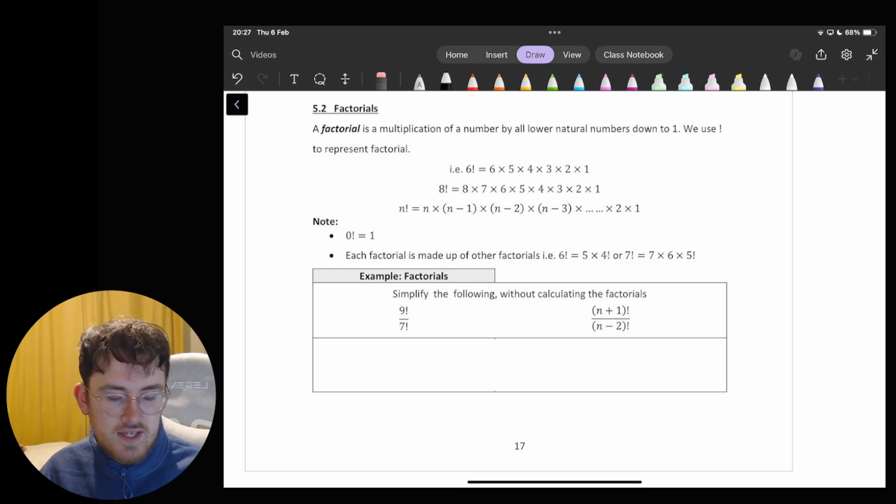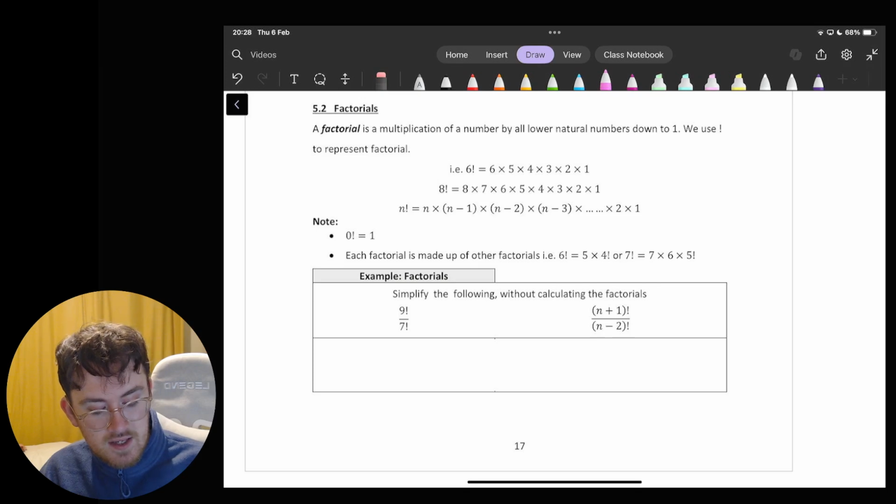And what I mean by that idea of multiplying by every number below it, I'm basically saying if you start at 6, so 6 factorial, we go 6, 5, 4, 3, 2, 1. Okay, if I start at 8, 8, 7, 6, 5, 4, 3, 2, 1. So you're basically just multiplying by every number below it. We're not skipping any. Every natural number down as far as 1. Okay, and using that exclamation mark to represent factorial.